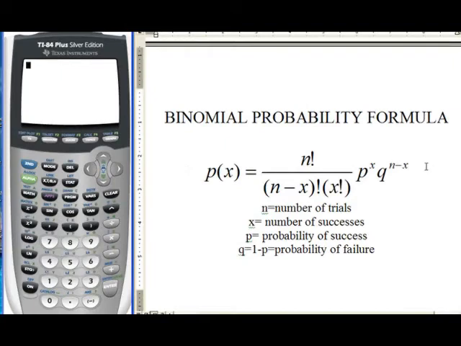The formula is fairly lengthy. You have n factorial over n minus x factorial in the denominator, x factorial, p to the x times q to the n minus x. Each one is defined underneath. N is the number of trials, x is the number of successes, p is the probability of success, and q is the probability of failure. You can pause your video at this point and write this formula down.